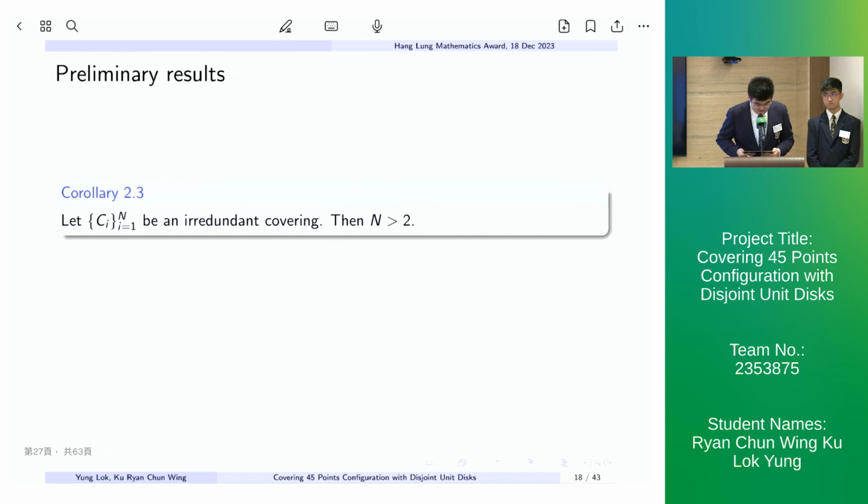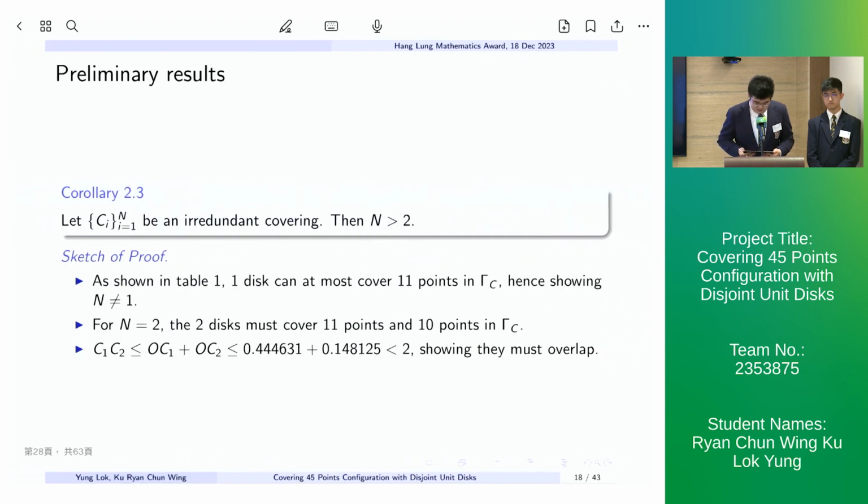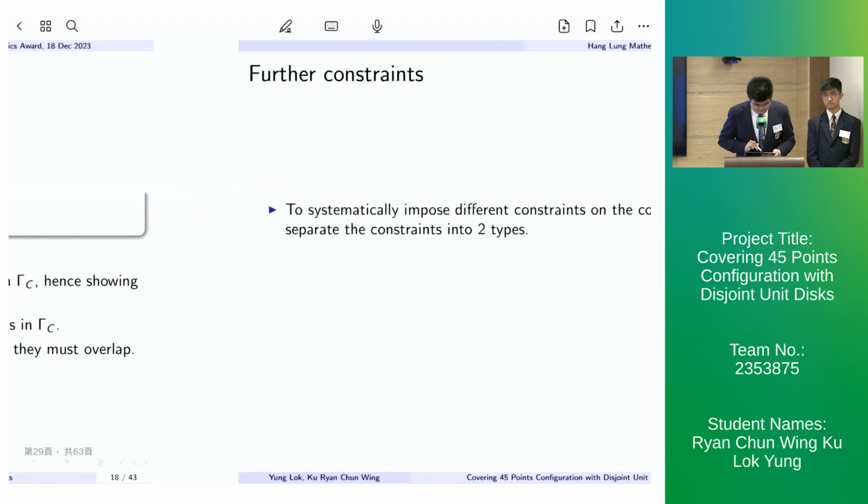We also proved that the number of disks used in the collection is bounded to be greater than 2 in corollary 2.3. Obviously, n is not equal to 1, and for n equals 2, they must cover both 10 points and 11 points in gamma C, which by table 1, we can see that they must overlap.